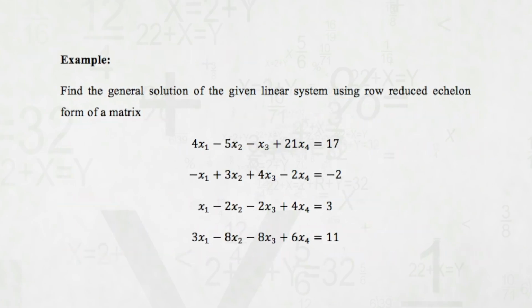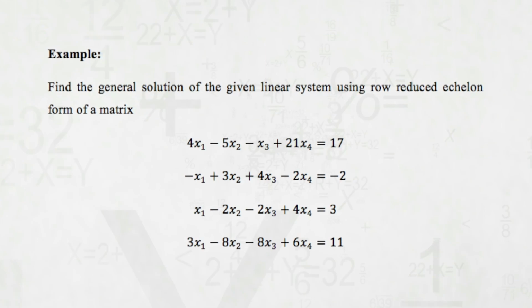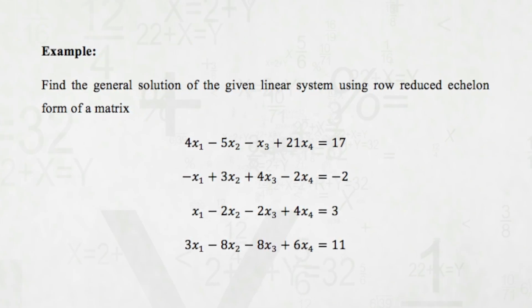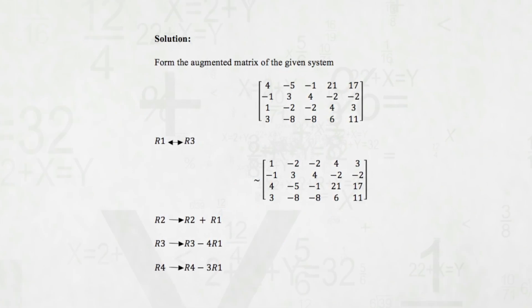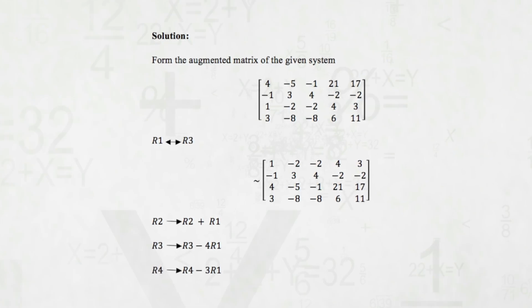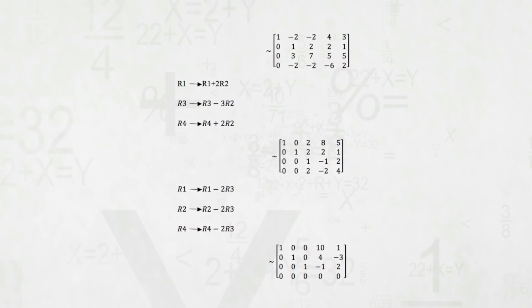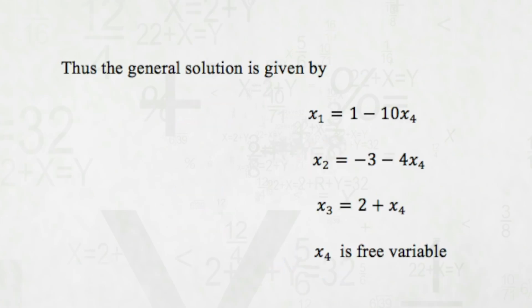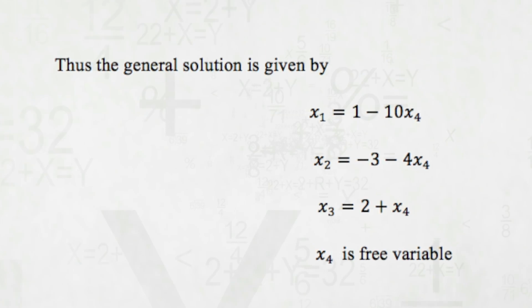We shall see an example, and we are going to find the general solution of the given linear system using the row reduced echelon form of a matrix. The system is given on the screen, you can see now. For the solution, we are going to first form the augmented matrix of the given system. The augmented matrix is also on the screen, and we are going to apply the row transformations. If you apply the corresponding row transformations, you will get the corresponding matrix, and in the general solution at last you have x1 equals 1 minus 10 x4, x2 is equal to minus 3 minus 4 x4, x3 is equal to 2 plus x4, and here x4 is a free variable.